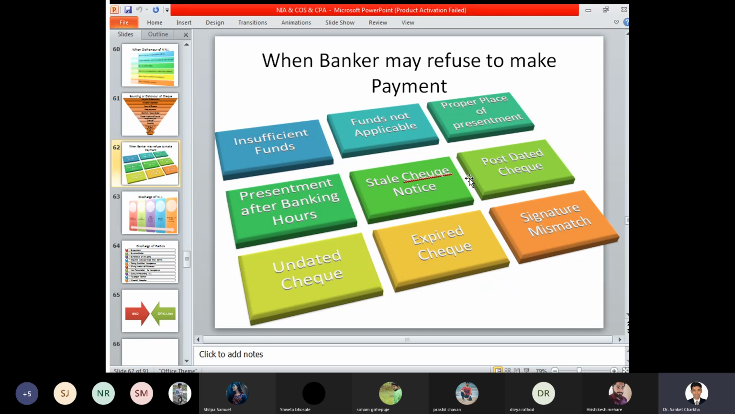Funds not applicable. That is, you have prepared the check of rupees 10,000, but the currency that you have mentioned is in dollars, and a check in dollars is not applicable in India. So in this case, what happened? The bank may refuse to make the payment.